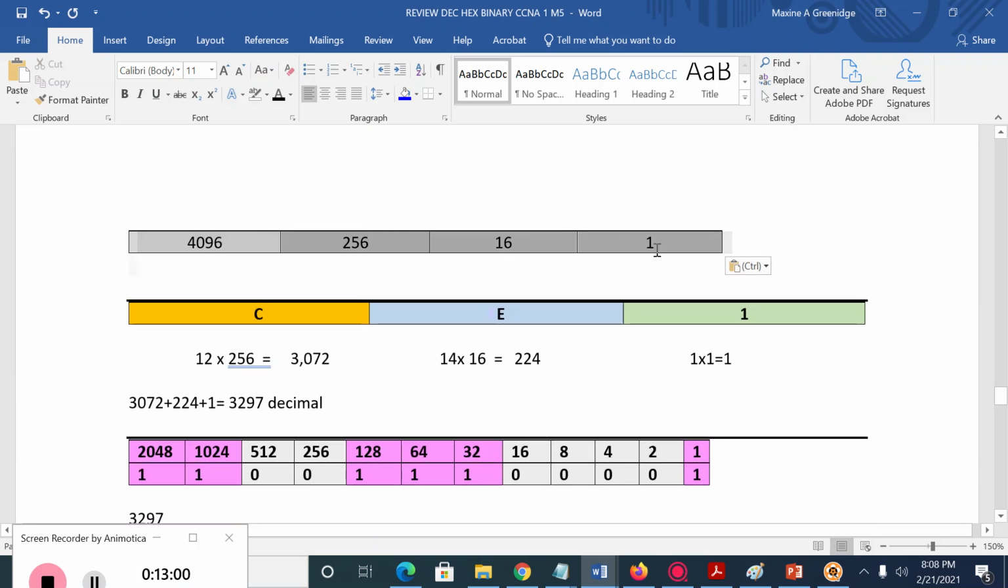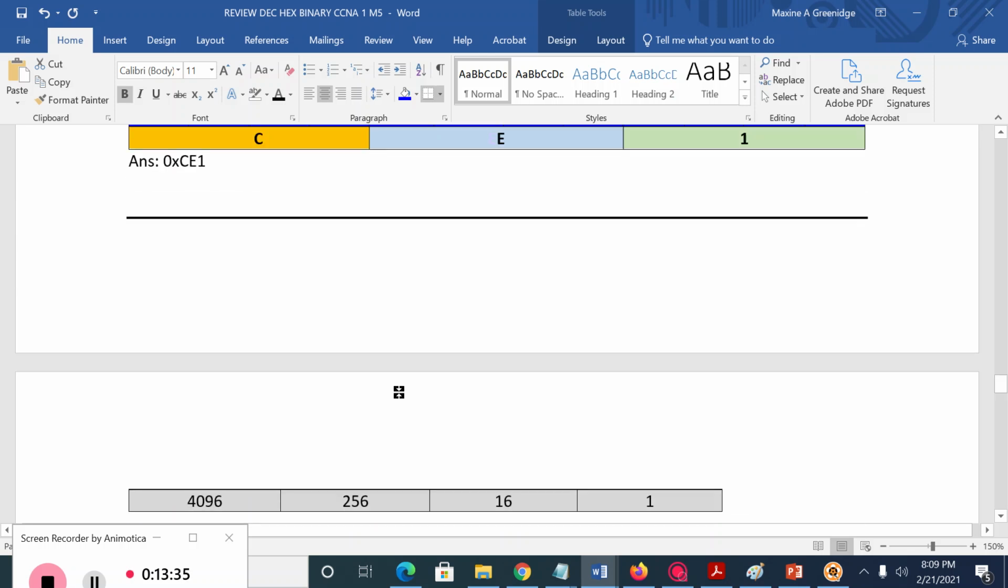We're only using these 3, the 256, the 16, and the 1. So C is 12, we're multiplying it by 256. E is 14, we're multiplying it by 16, and 1, we're multiplying by the place value of 1. So when we add up the 3072, the 224, and the 1, we get a grand total of 3297. That is the value of this hexadecimal number, CE1, which is 3297 in decimal.